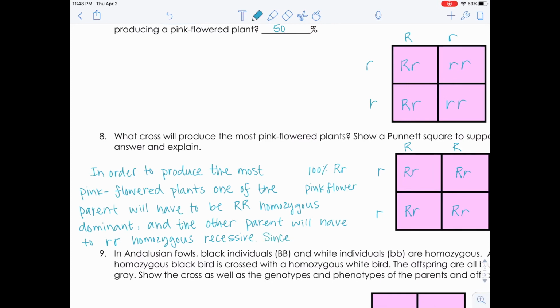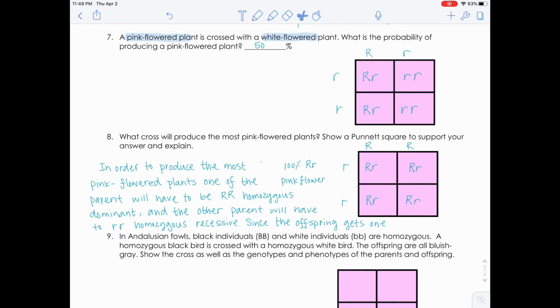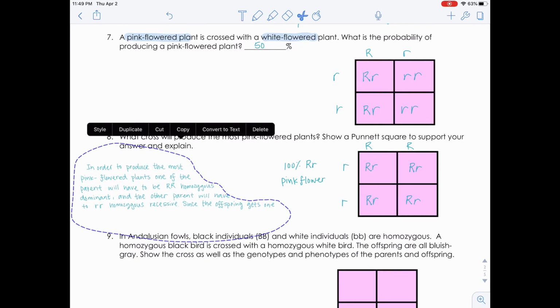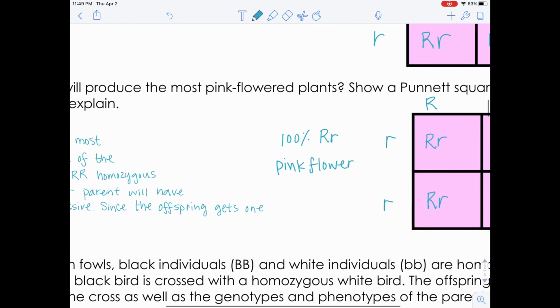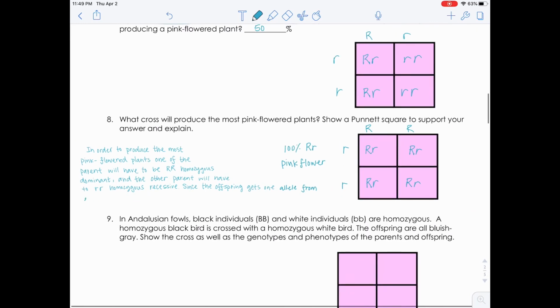Since the offspring gets one allele from each parent.